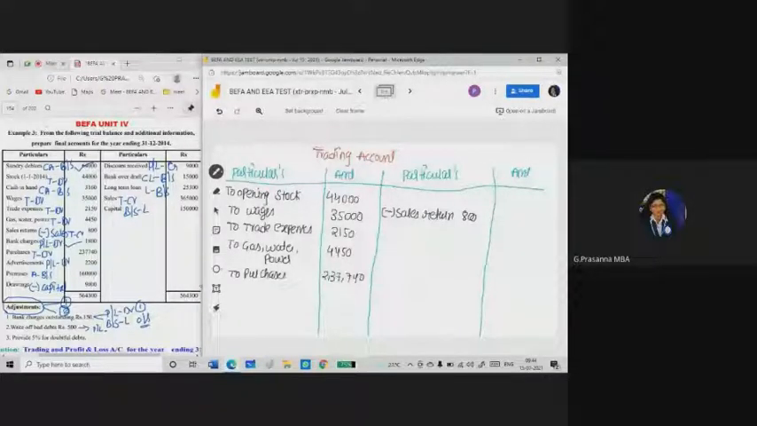Okay, next is bank overdraft. Bank overdraft is a current liability, which has to be shown in the balance sheet. Long-term liability, balance sheet. Sales: where do you have to show sales here? By sales. What is the amount of sales here? 3,65,000. Capital has to be shown in the balance sheet.